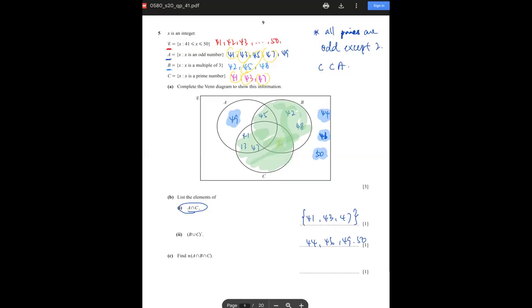Okay, find the number of elements in A intersect B intersect C. A intersect B intersect C is the intersection between all 3 sets. It is actually this region here. There is nothing inside, so it's an empty set. Okay, let's move on.